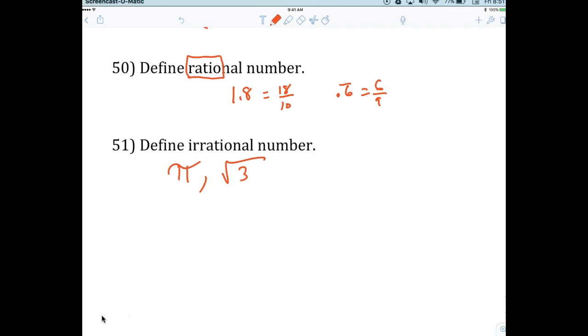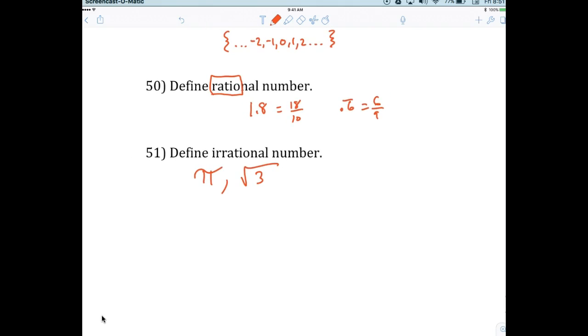Some of you remember that little rule. When you have repeated numbers, you can put it over 9. So if it repeats, or it terminates, you can write it as a fraction. Any questions? Rational, any number that can be written as a fraction. Is 0 a rational number? Yes, because you can just make it 0/1. Is 5 rational? Yes, because you can make it 5/1.